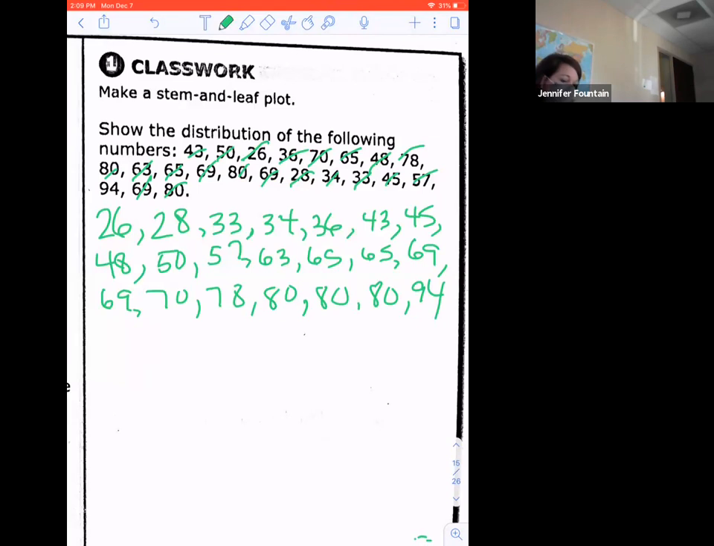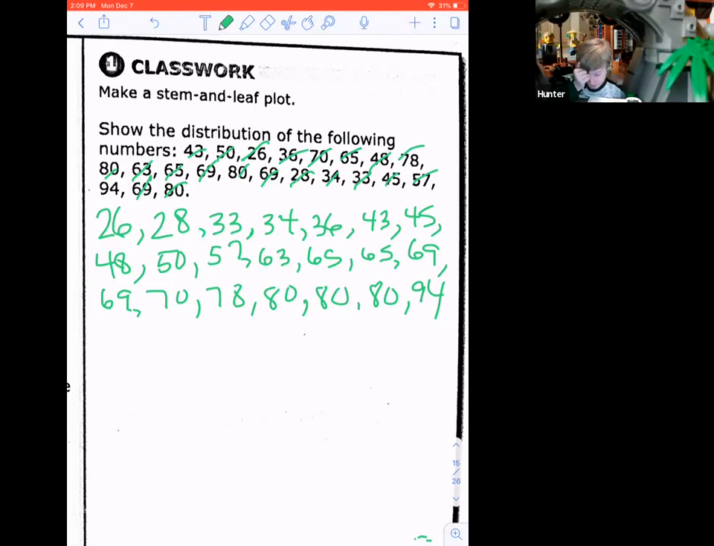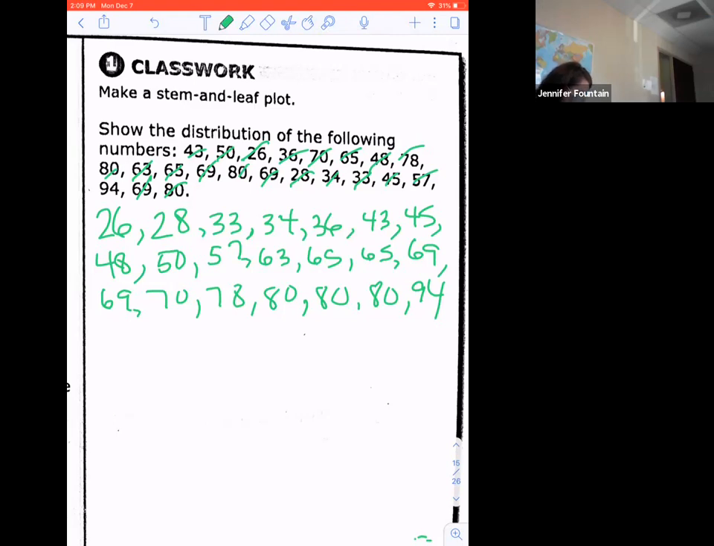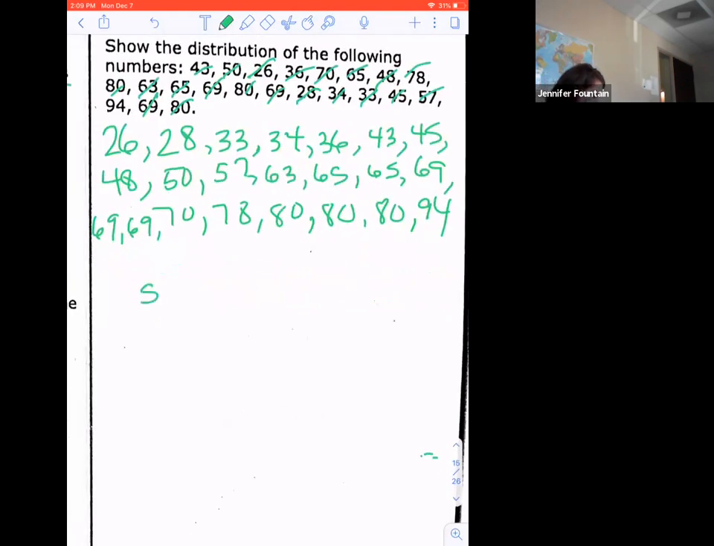Uh-oh, I missed something. Either that or I miscounted. 1, 2, 3, 4, 5, 6, 7, 8. There's three 69s. Oh, three 69s. Is that what I missed? Thank you. I guess I marked one off without listing it. Okay, so I'm going to make room for him right over here. 69. So now you see the importance of going back and checking, because you might have left one off. Okay, so now we put them in order from least to greatest. Now I need to make my two columns, stems and leaves. Now remember my stems, I'm going to go from 0 to 9.